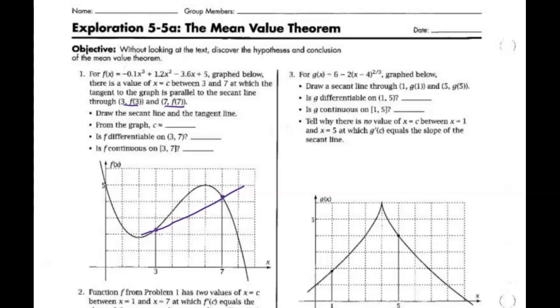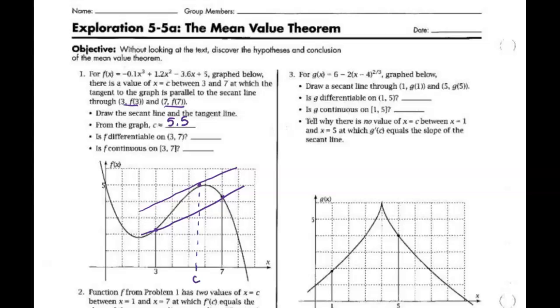Okay, so now I'm going to draw the tangent line, or try to draw a tangent line that's parallel. So if I try to draw a tangent line that's parallel, looks like it'd be maybe there. So let's say C is about there. Okay, so C is about 5.5.